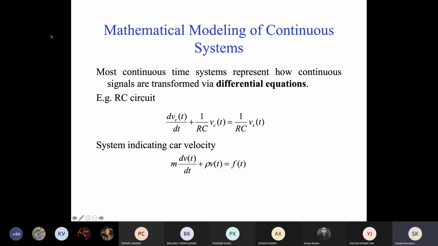Okay. Most continuous time systems represent how continuous signals are transformed by differential equations. For example, the RC circuit: dV_C/dt plus 1/RC V_C(t) is equal to 1/RC V_s(t). Another example, a system indicating car velocity: m dv/dt plus rho v(t) equals F(t).